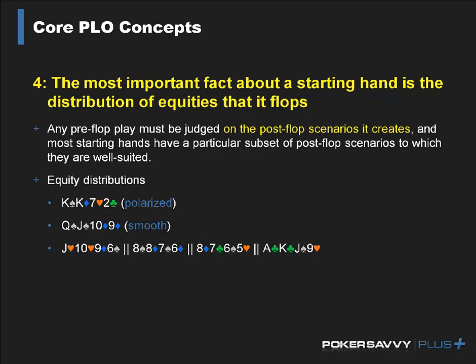With a Jack, 10, 9, 6 with a flush draw hand, similar stuff's going on, but then you've got these extra flops where you flop the flush draw that have a few more hands in the stronger end, and it's a little bit smoother.